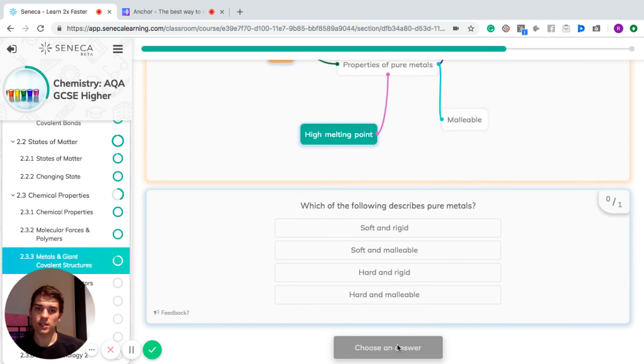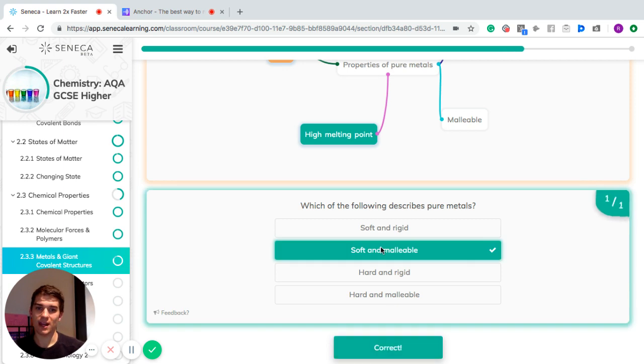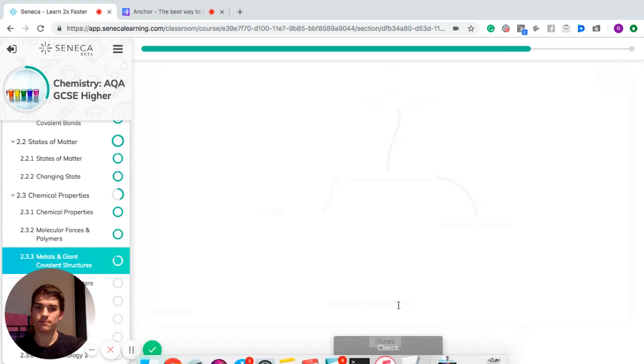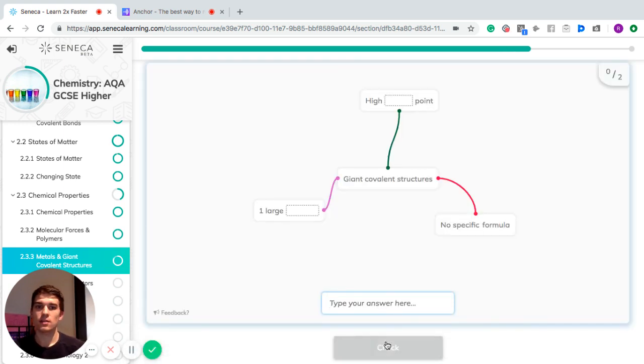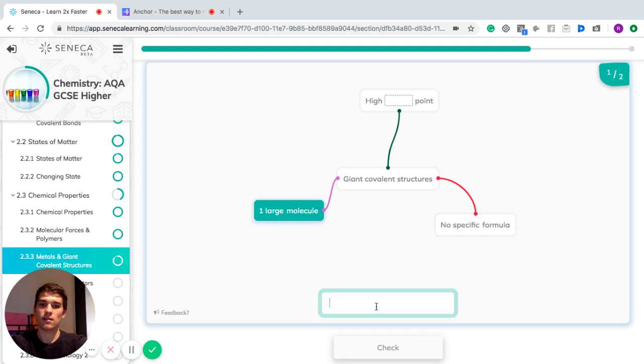So which of the following describes pure metals? They are soft and malleable. Now, giant covalent structures, remember, they are one large molecule. They have no specific formula, and they have a high melting point.